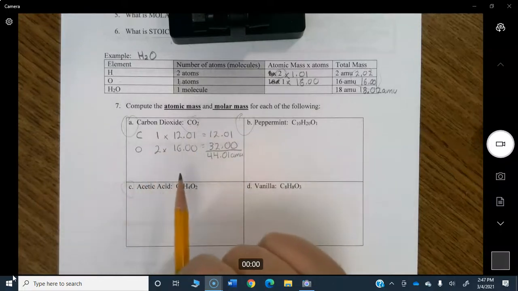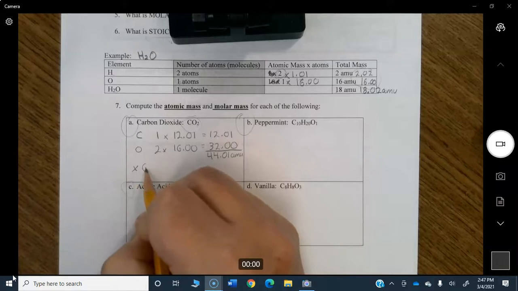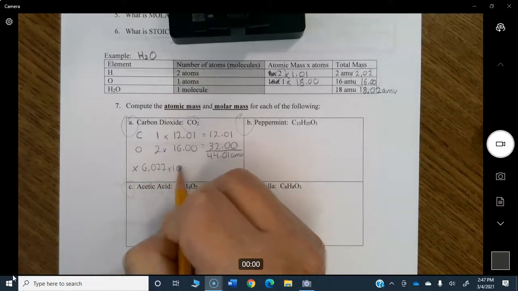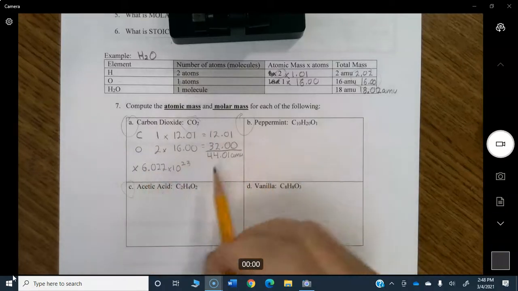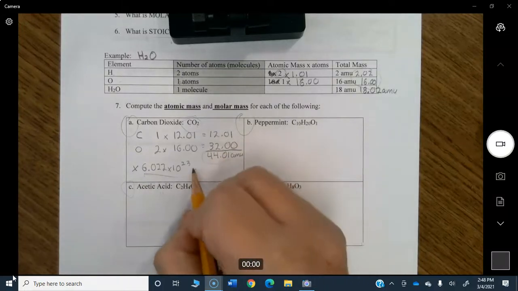Now, if you have a mole of these, that is 6.022 times 10 to the 23rd molecules. What's the mass of a mole? And the answer is, and this is why they use this number, you get exactly the same number.